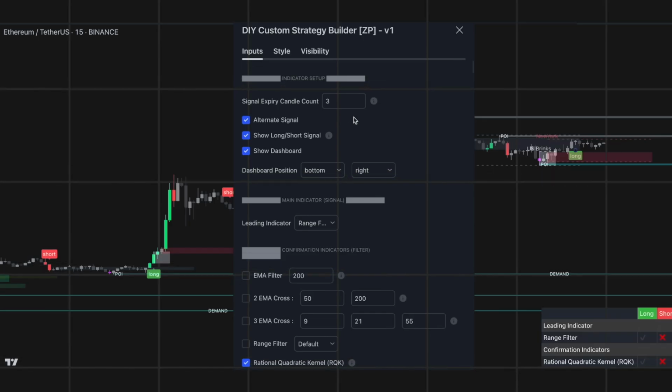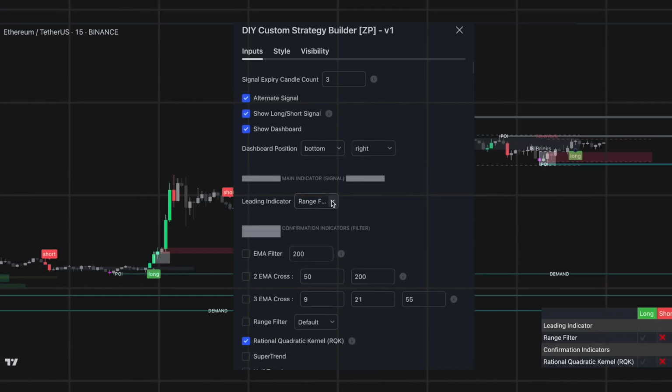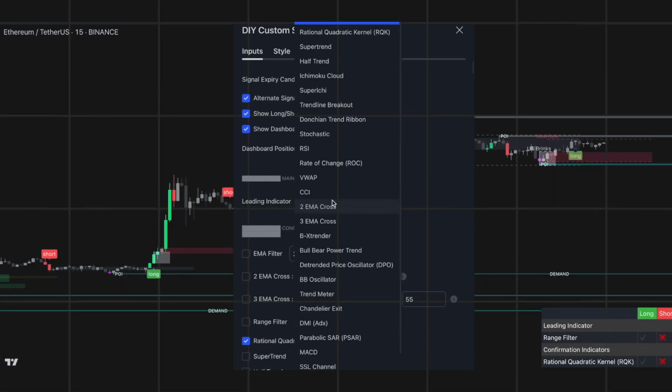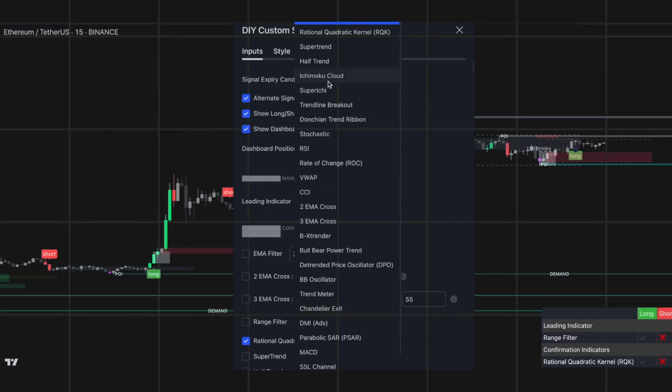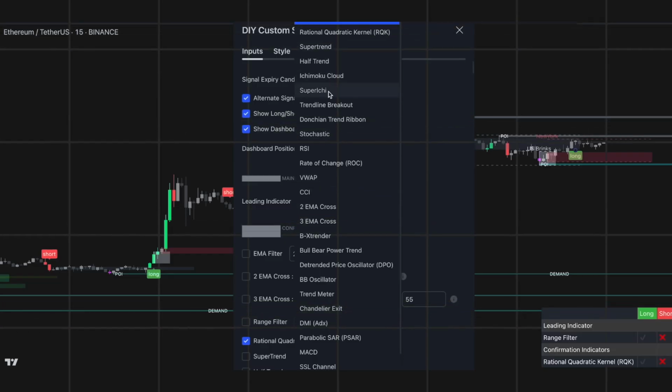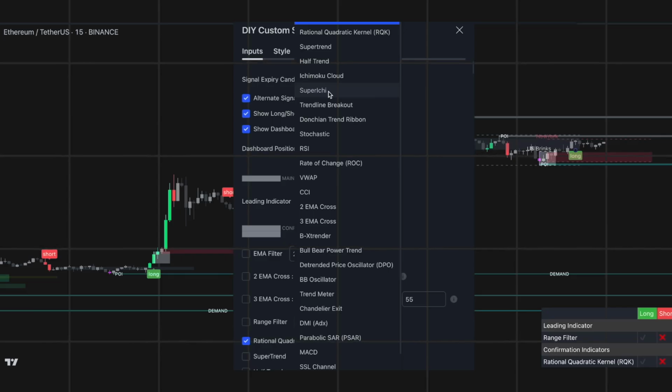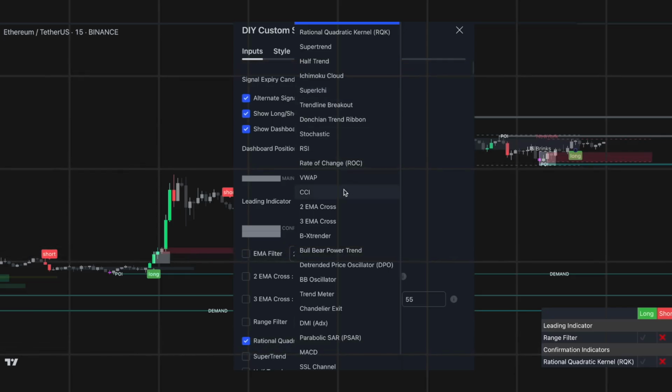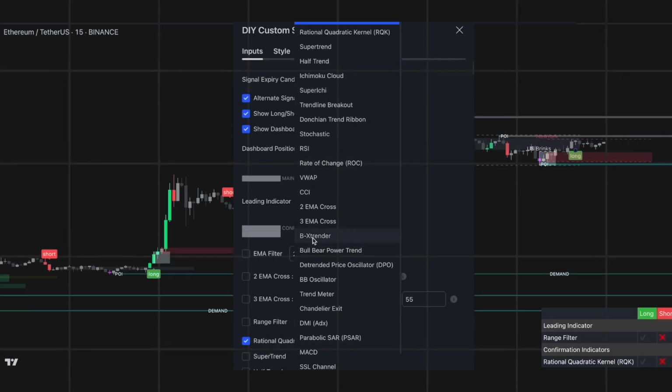In the next block, you have an option to choose which indicator will be your main confirmation. These are the most popular buy and sell indicators on TradingView. From this point forward, you do not need to install 2 or more indicators on your chart or purchase a premium TradingView plan.